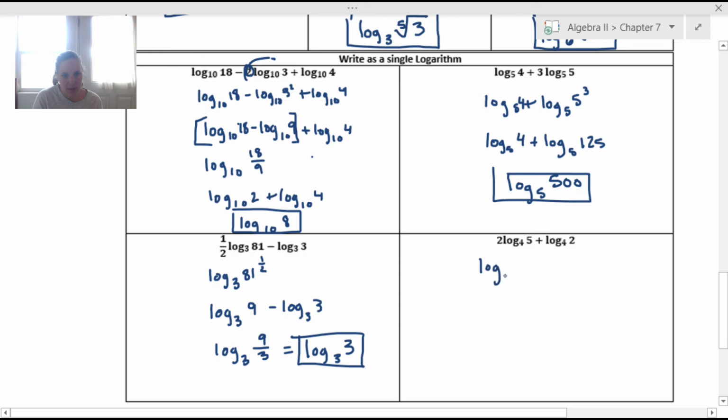And last, another power. So log base 4 of 5 squared plus log base 4 of 2. 5 squared is 25. So log base 4 of 25 plus log base 4 of 2. And I'm just multiplying 25 times 2 is 50.